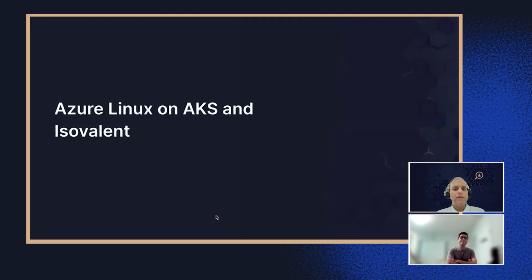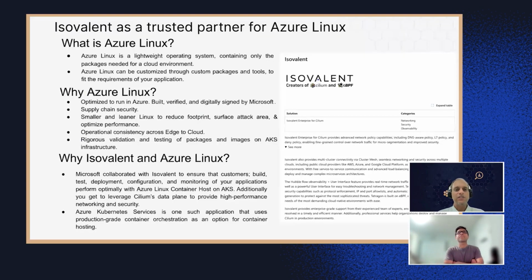So, taking the step forward in this particular journey, we have also become a trusted partner for Azure Linux. So Isovalent is recognized as a trusted partner for that. Why would you talk about Azure Linux? Azure Linux is a lightweight OS. It's customized so that it can run on Azure to fit your requirements for very specific applications. Being very lightweight, you reduce the footprint, and the attack surface area is reduced.